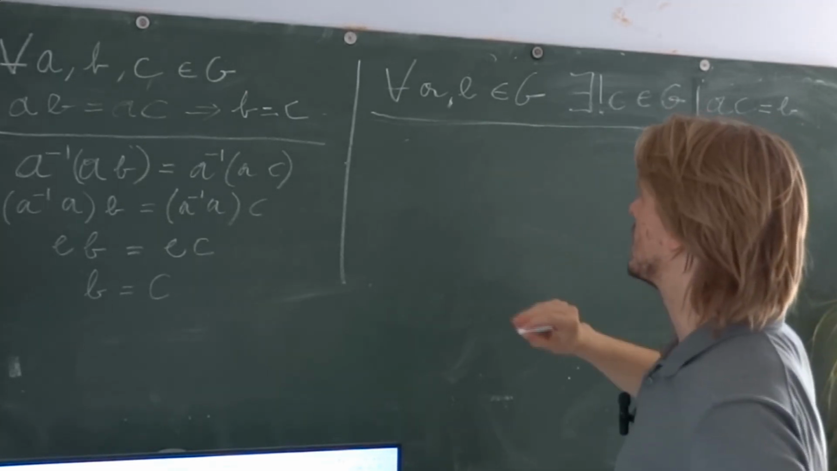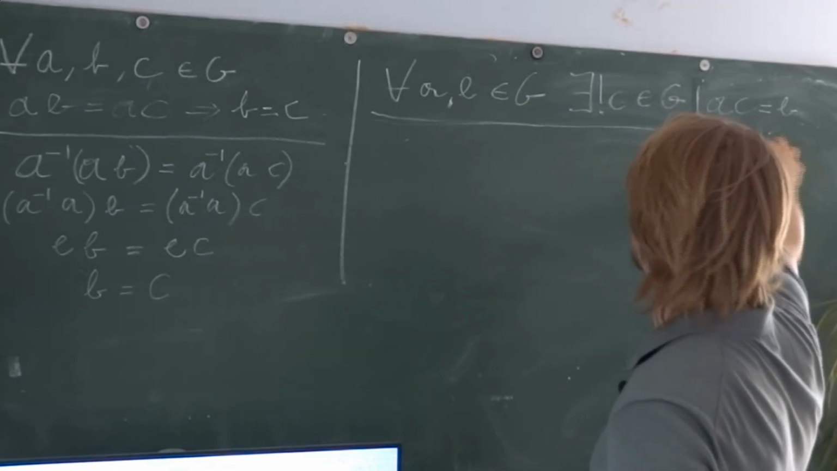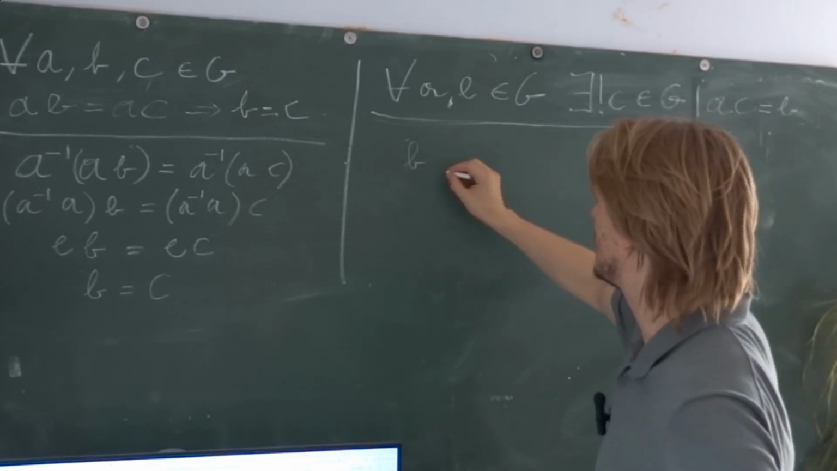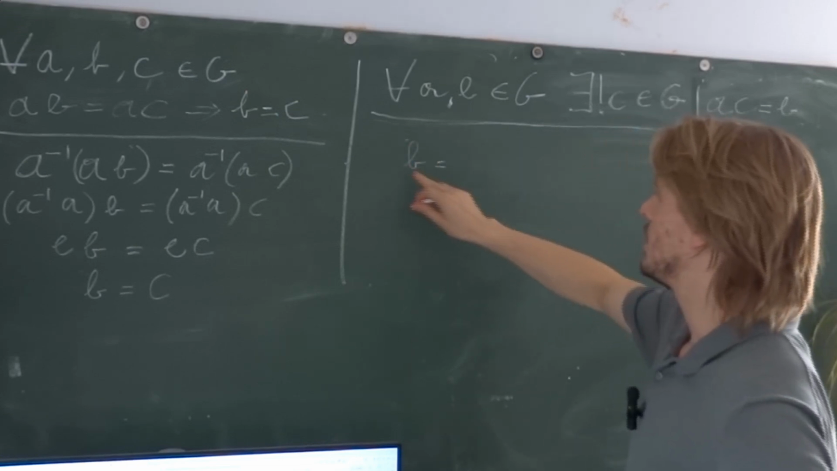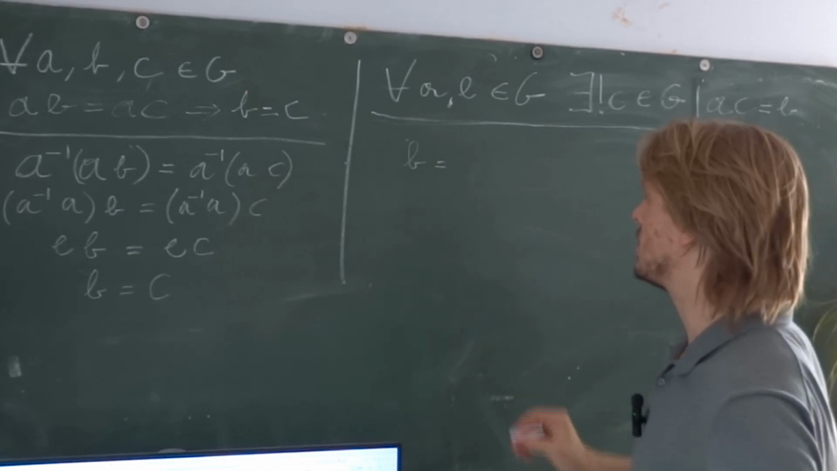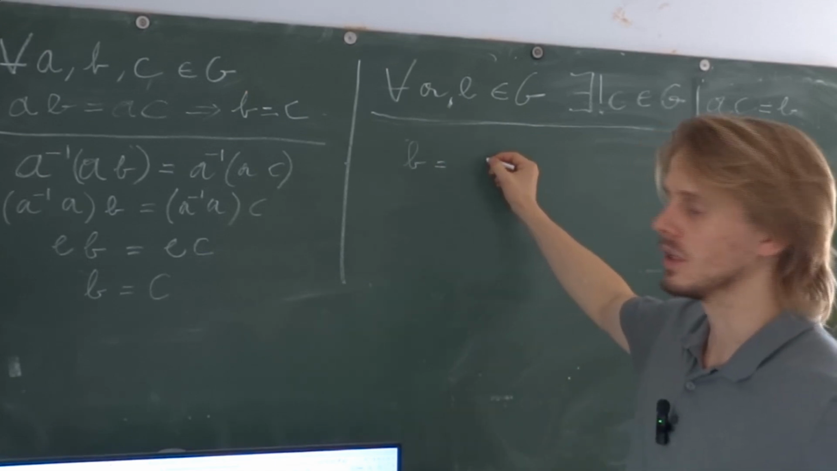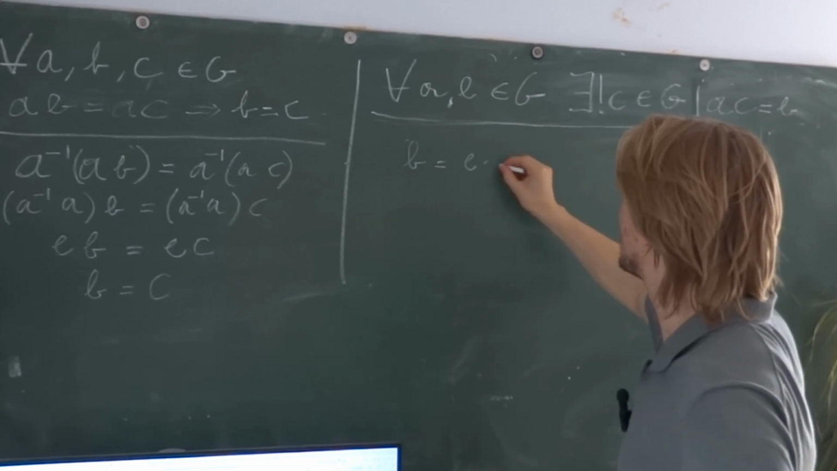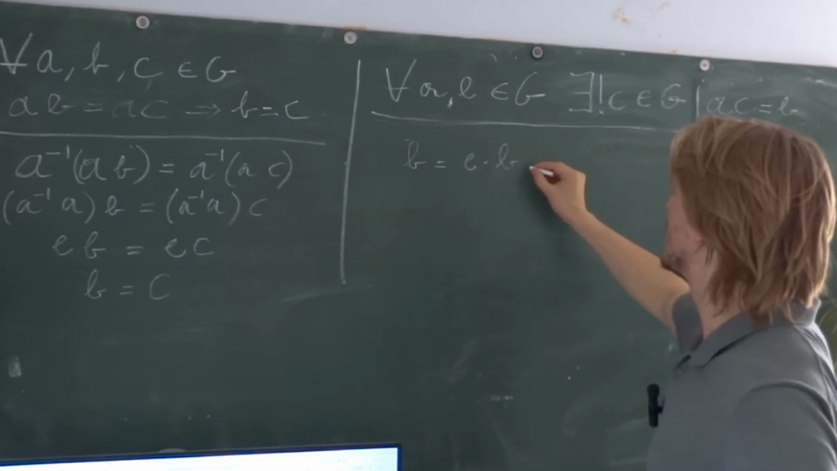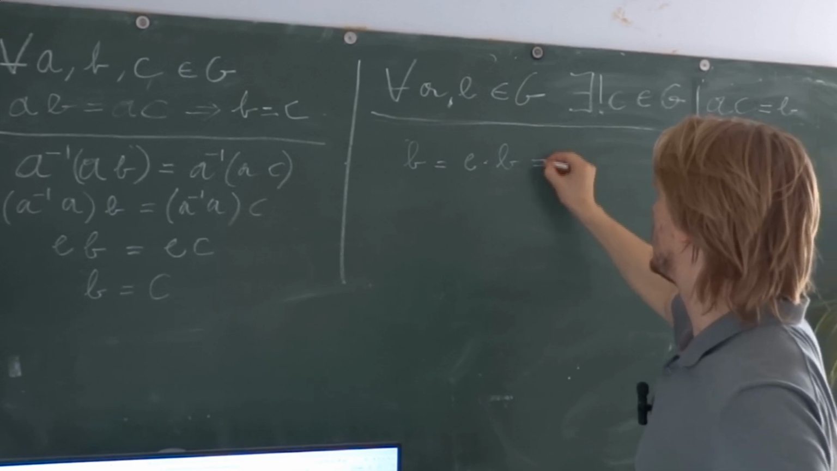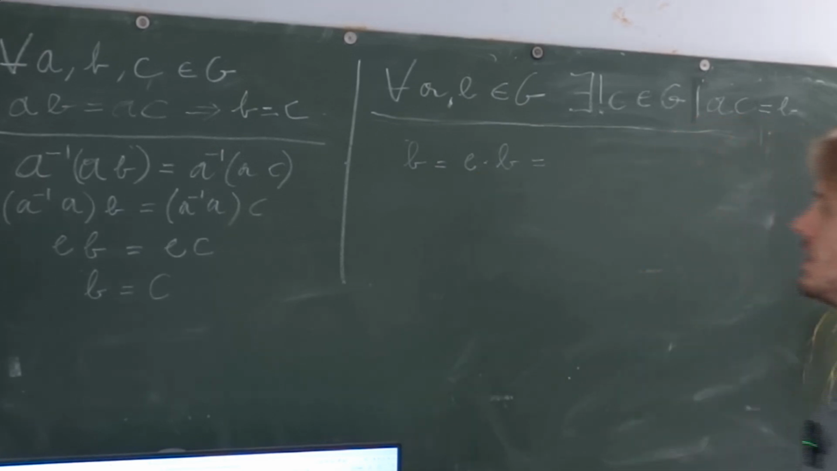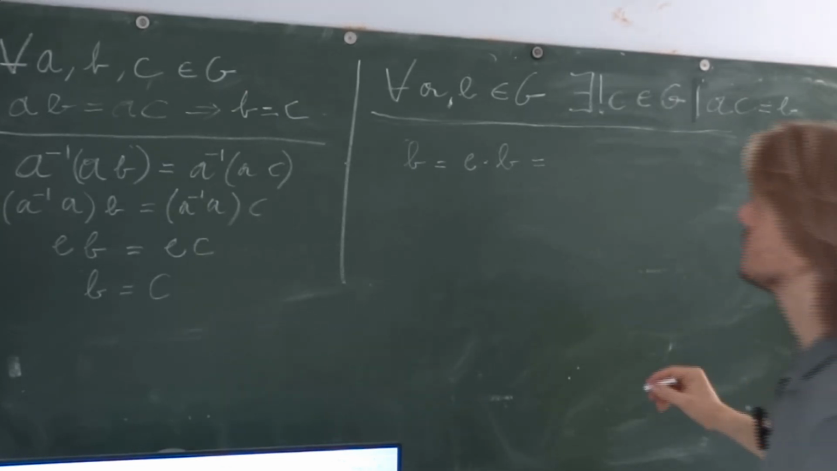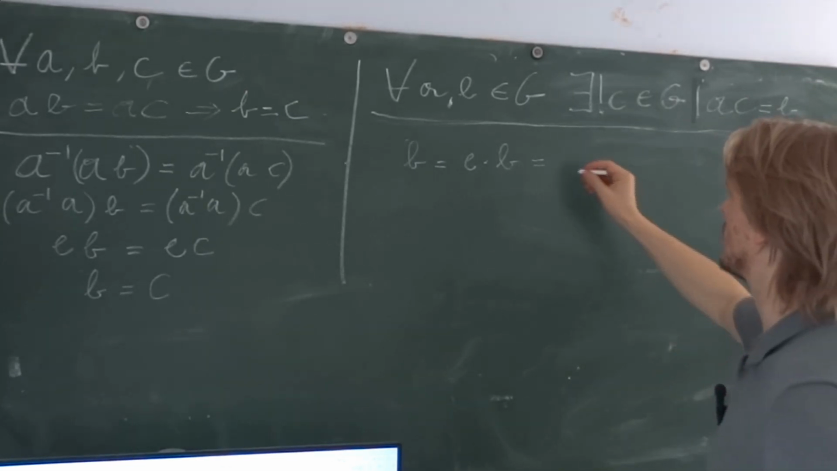Okay, so let's see if we can construct this. Let's start with B. We can multiply on the left by the unit element due to the property of the unit element, the defining property. Now the unit element, we can interchange it with A and its inverse. Both should exist in the group.